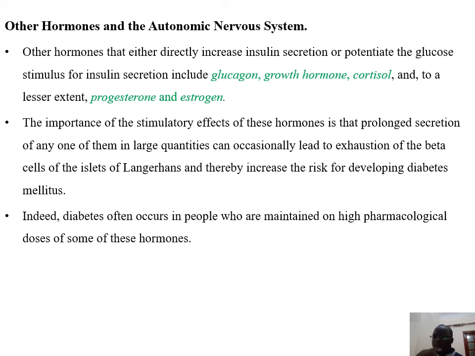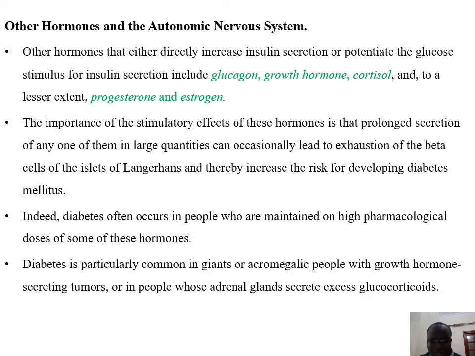So if you're using much cortisol, much steroid hormones, all those can cause an increase in insulin levels, and that can result in diabetes. So they can cause diabetes. The beta cells will degenerate, and then you can have type 1 diabetes. And sometimes you'll find that there is resistance by the insulin receptors, and then you can have type 2 diabetes.